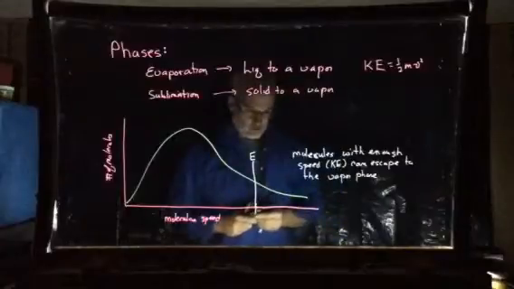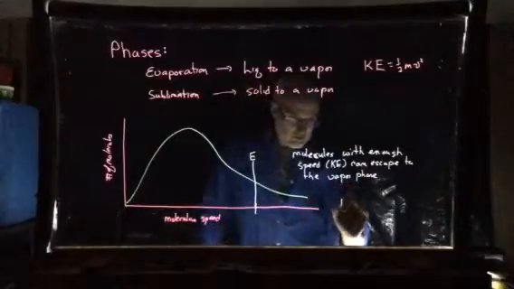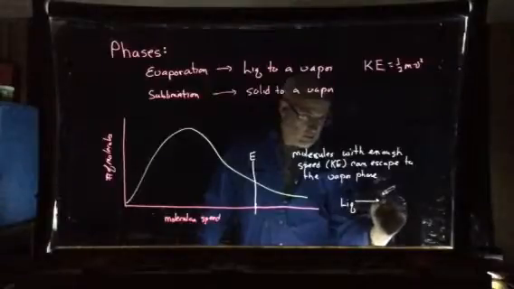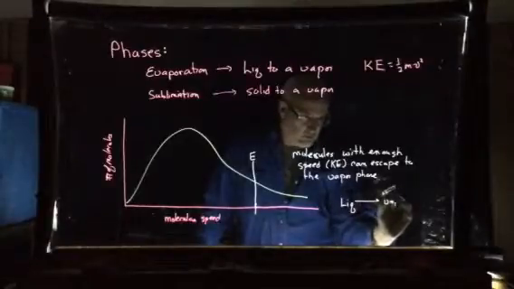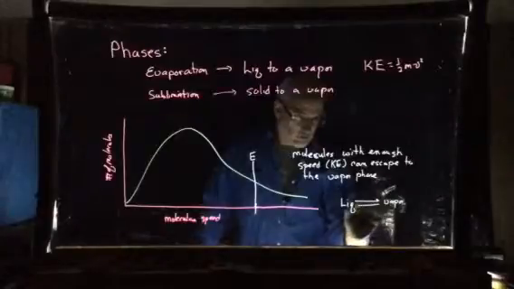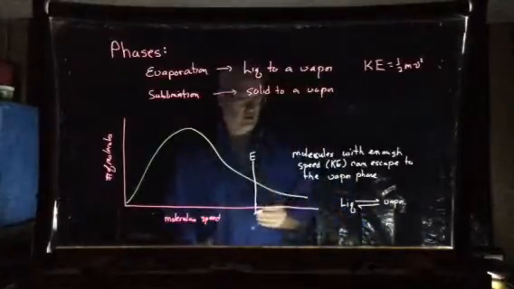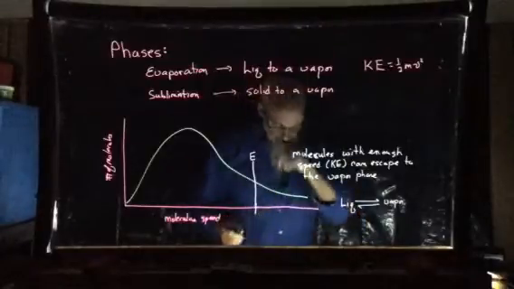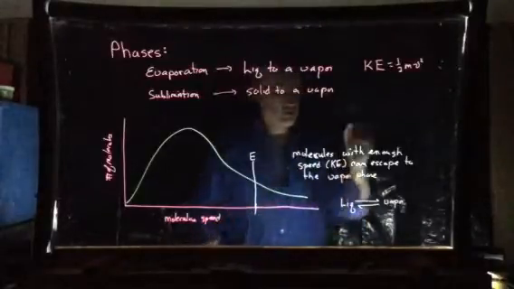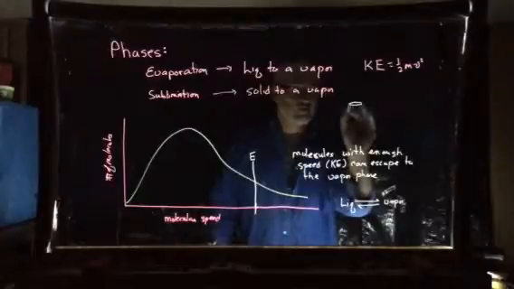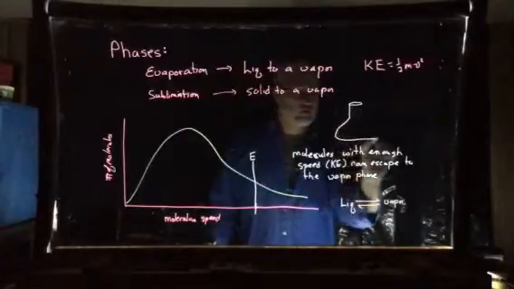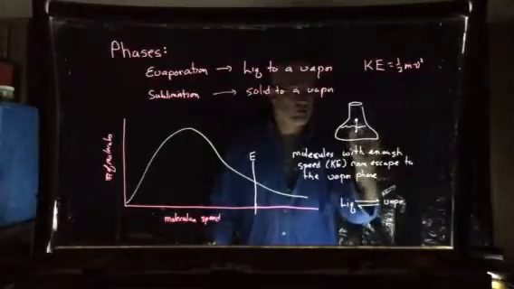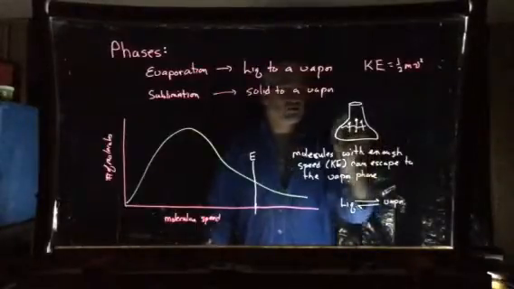So in other words, we have a liquid. It can become a vapor or a gas only if the molecules have enough kinetic energy to escape. So if I have a flask that has liquid in it, there's going to be some molecules that can escape into the vapor phase.